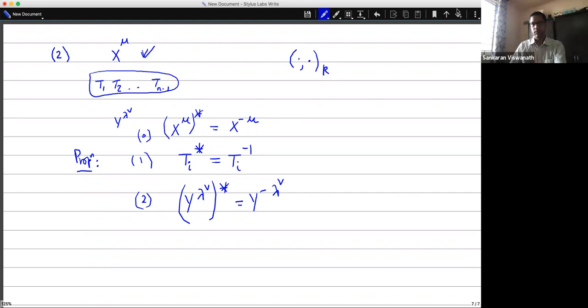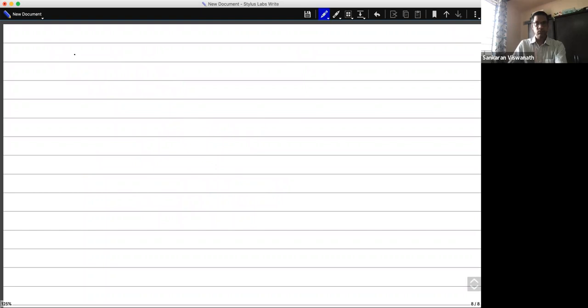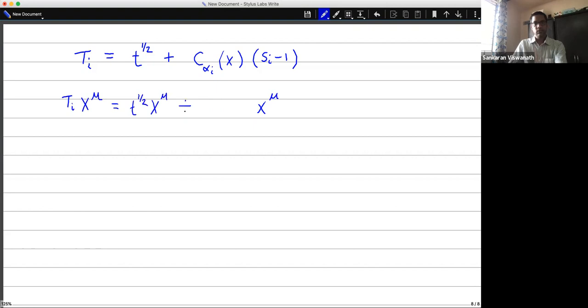Let's quickly see why this would hold for the Ti. Ti itself, if you recall, is formed from more elementary operations. There was a t to the power half, and then the c function, which came up many times. This is the operation si minus one. This formula is something you've seen before: si minus one times this c alpha i, and so on. When Ti acts on x to the mu, you get some multiple of x to the mu, and then there is this difference operator: x to the mu minus x to the si mu, divided by something and multiplied by something. If you recall the formula, it looked like that. This bit here is exactly the c.